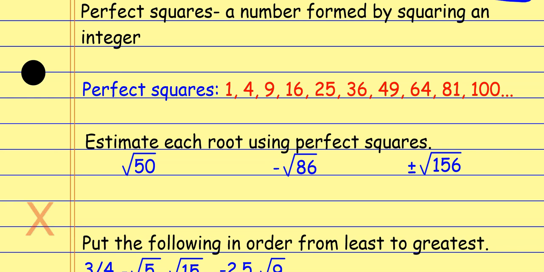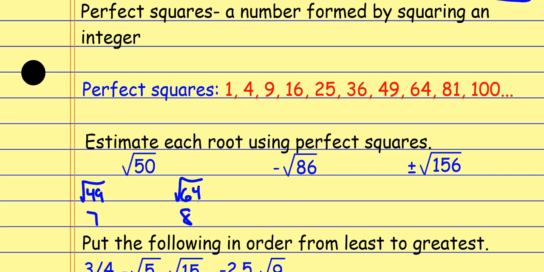So if you're looking at something like the square root of 50, well, think about it this way. I know the square root of 49, right? That's a 7. And I know the square root of 64 would be the next one up. That's an 8. So I know the square root of 50 has to be somewhere between the 7 and the 8.